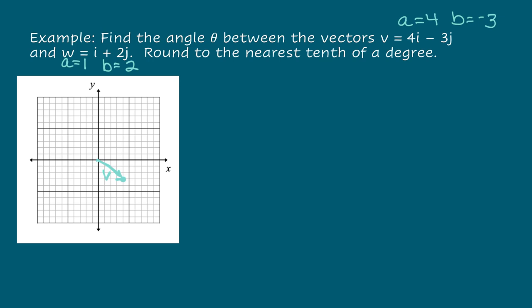And then I want to plot vector w. I'm going to go over 1 and up 2. That one's not very big, is it? There's vector w. So I'm interested in this angle right here. All right, so let's go ahead and set up our formula. Cosine theta is going to be the dot product of v and w divided by the magnitude of v times the magnitude of w.